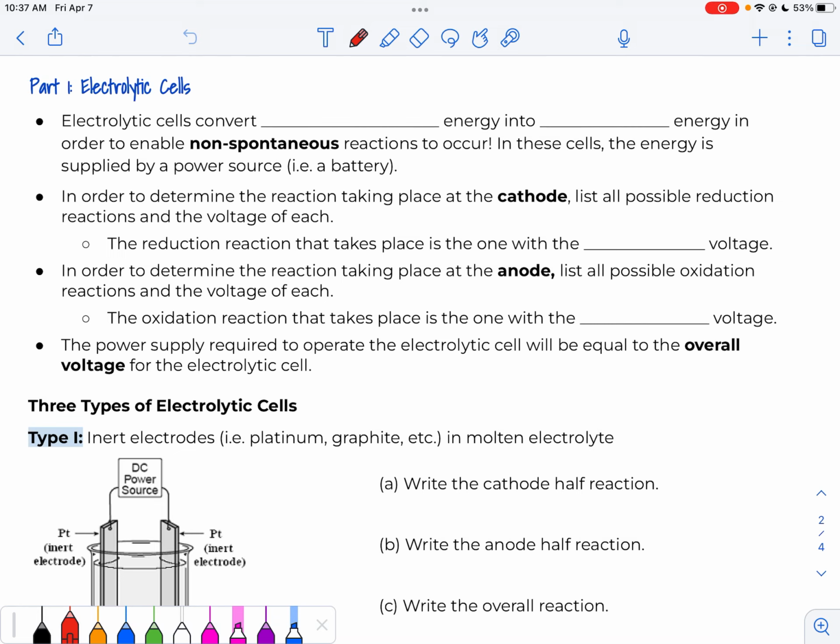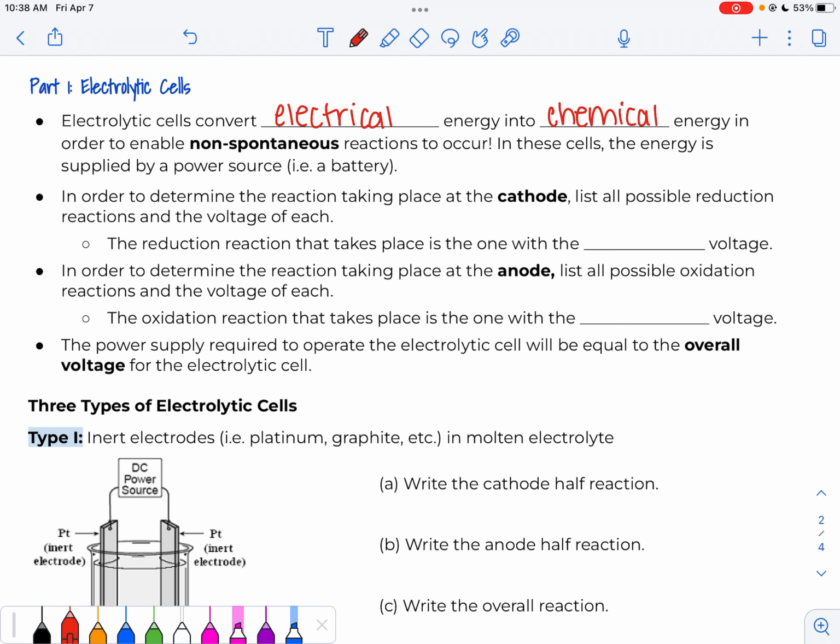So instead of taking chemical to electric energy to power things, what electrolytic cells do is they convert electrical energy into chemical energy that we can use to drive non-spontaneous or non-favorable reactions to make them occur. So in these cells, your energy is supplied by a power source or a battery, basically.